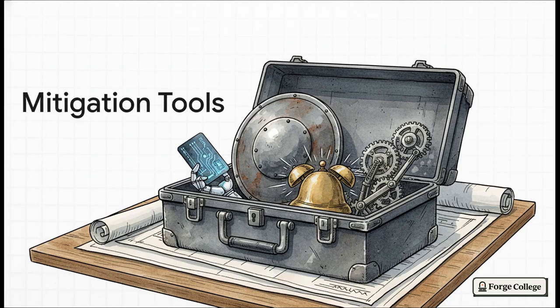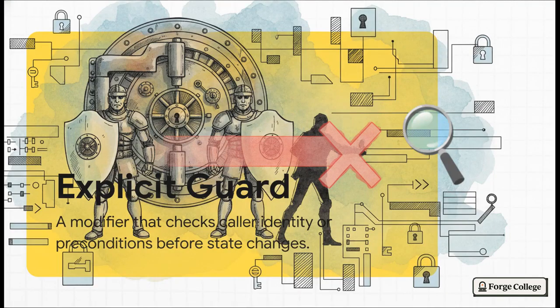Let's break a couple of these down so you know exactly how they operate in the wild. Let's zoom in on the first one, the explicit guard. I want you to think of an explicit guard as the vault's bouncer. It's a single-purpose require statement or a modifier that checks the caller's identity or maybe other preconditions before any sensitive state changes happen. It is highly visible, it's completely unambiguous, and it stops unauthorized actors right at the front door before they even get a peek inside the vault.